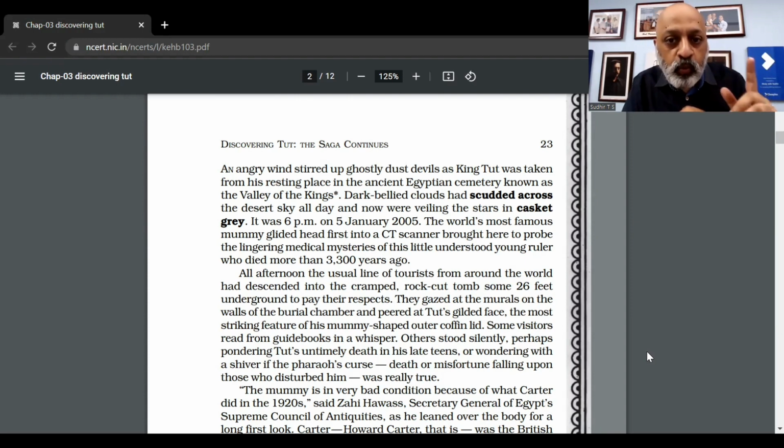Okay. The world's most famous mummy glided headfirst into a CT scanner, brought here to probe the lingering medical mysteries of this little understood young ruler who died more than 3,300 years ago. Now, what is happening is that अभी जो हुआ है उसके बारे में बोला है और पूरा कहानी फ्लैशबैक में बता के वापस उसी में आते हैं.